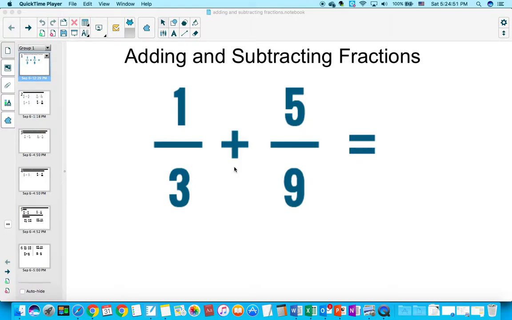Watching this is another lesson in our grade 7 review. We're going to be focusing on fractions again. This time we're going to be talking about adding and subtracting fractions.